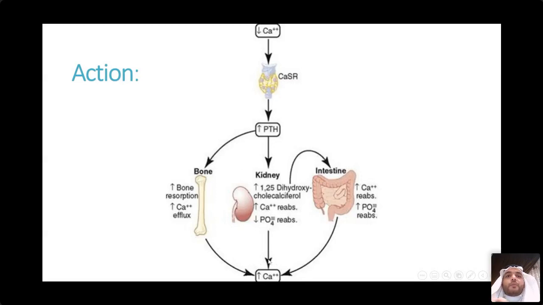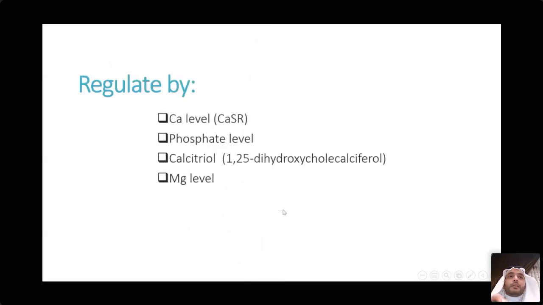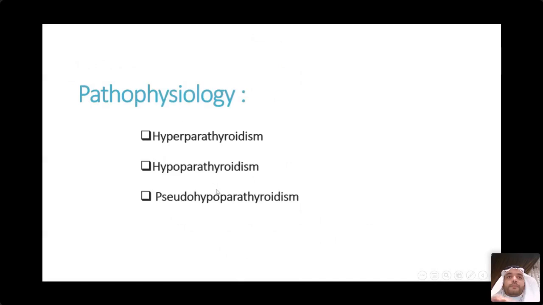Also, from this picture, we will know that parathyroid hormone is controlled by calcium level and by phosphate level. When we have high phosphate in the blood, it leads to increased parathyroid hormone, which also increases with decrease or deficiency in vitamin D. It is regulated by calcium level through the calcium sensor receptor, phosphate level, calcitriol, the active form of vitamin D, and magnesium level also acts on secretion of parathyroid hormone.